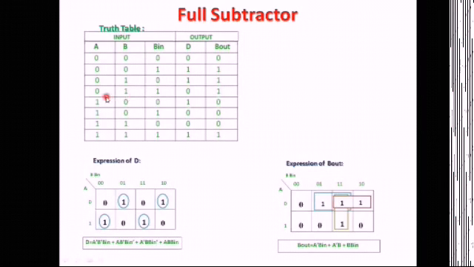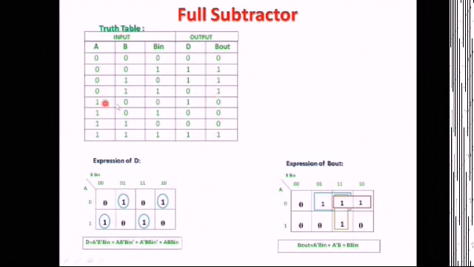So next one is 0, 1, 1. So here also 0 minus 1 is 1 and 1 minus 1 is 0. So the ultimate difference answer is 0 and there was a borrow in this case. So this borrow is here, that is B out is equal to 1.